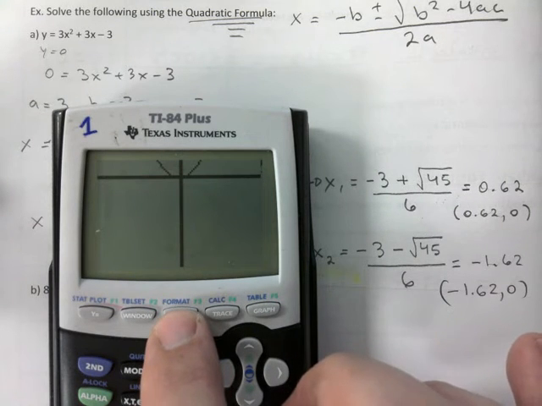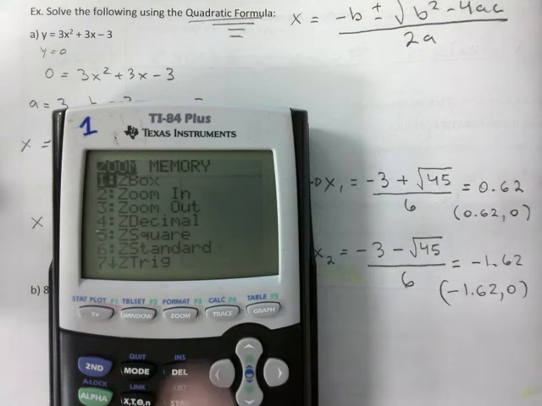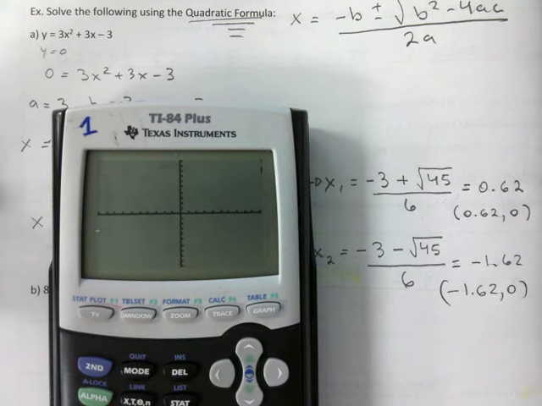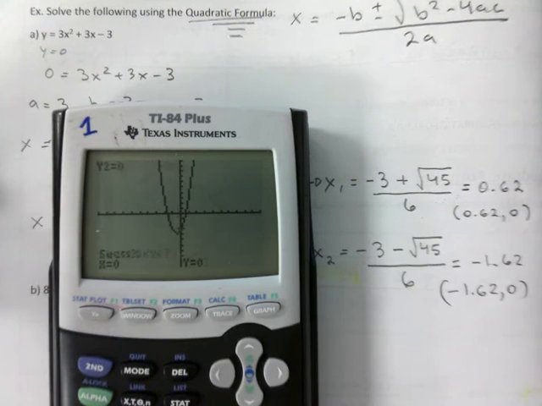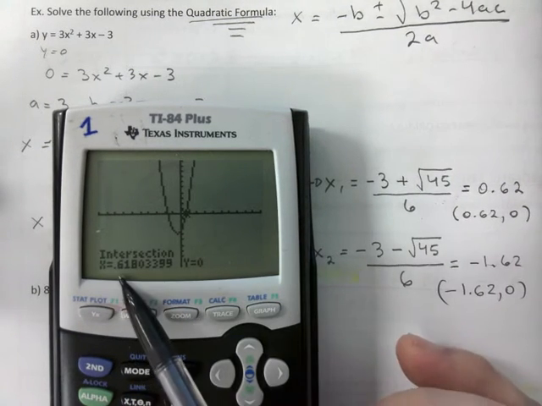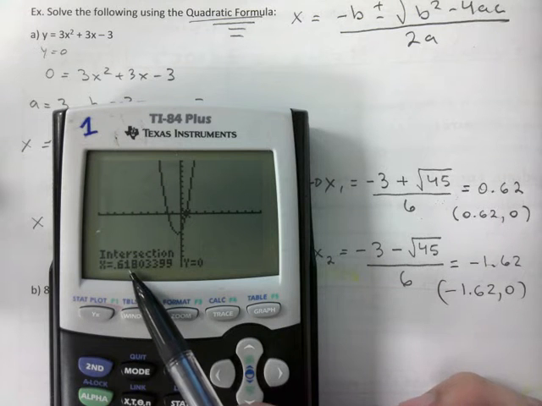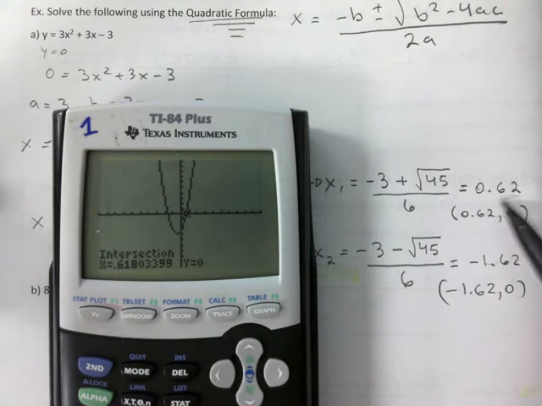Oh, it did work. I'm going to go zoom 6. There we go. It's easier to see. So I'm going to go second trace 5. Enter, enter, enter. One of them is, as you can tell, 0.62, which we found.